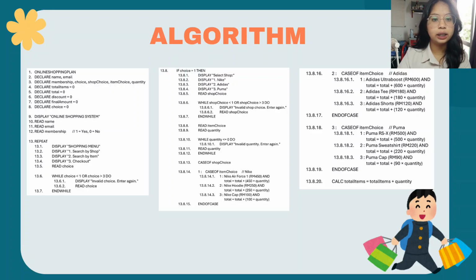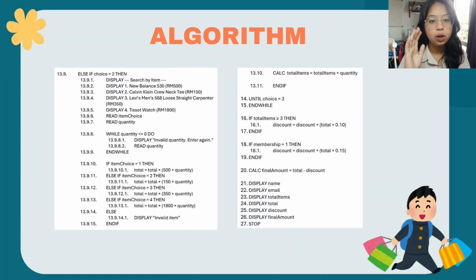If the user selects search by shop, they can choose between Nike, Adidas, or Puma. Then the user selects an item and enters the quantity. The system calculates the total price by multiplying the item price with the quantity and updates the total items purchased. If the user selects search by item, a general item list is shown. Again, the user selects an item and quantity, and the total cost and total items are updated. Once the user selects checkout, the loop stops.